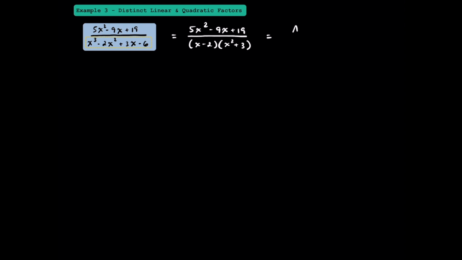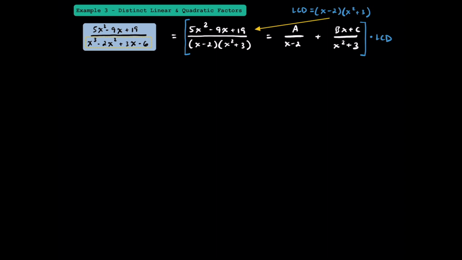To decompose, we're going to write a over x - 2 plus bx + c over x squared + 3. Since we have a quadratic factor down here, we'll need a linear term up here. Pause and think about what LCD we should multiply this entire equation by to get rid of the denominators. This is what our LCD should be. Multiplying by the left side of our equation, this whole thing's going to cross cancel.